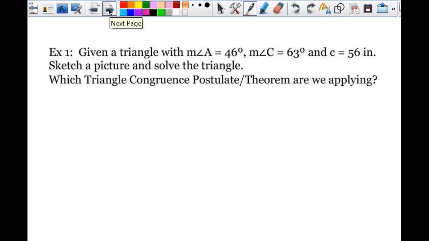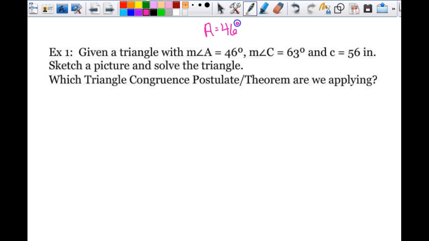So it says, given a triangle with the measure of angle A equals 46 degrees and the measure of angle C equals 63 degrees and C equals 56 inches. Okay, so I'm just going to tell you right now, on your homework, it really bothered me that I already had the copies and I couldn't fix it because I was able to type this up like I wanted. It doesn't say this. It just says A equals 46 degrees.